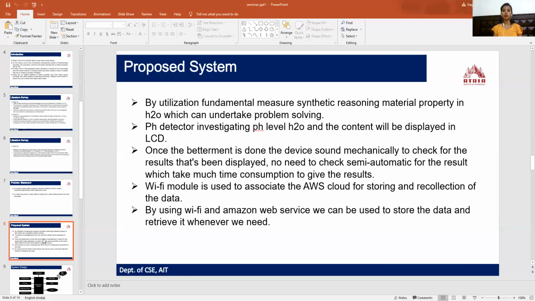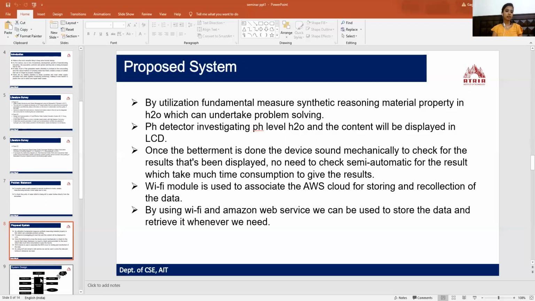They are used for storing and recollecting the data. By using Wi-Fi and Amazon Web Services, we can store and retrieve whenever we need. Whenever we need, we can save it or retrieve the data from AWS Cloud. This is the usage of Amazon Web Services Cloud.